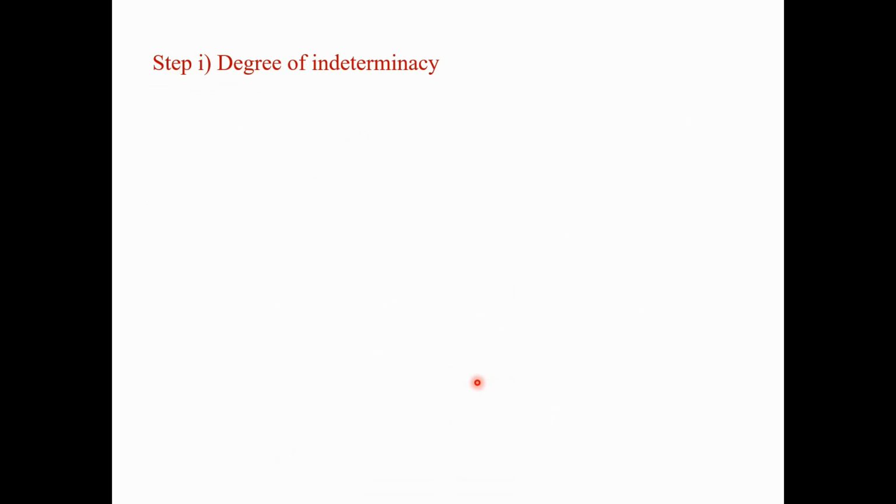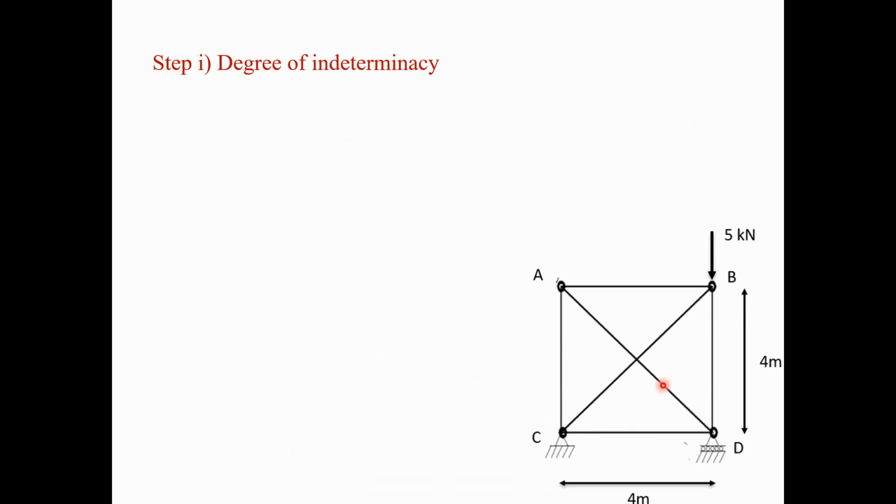So the first step is the degree of indeterminacy of the truss. First is the degree of external redundancy. So degree of external redundancy is equal to R minus E, that means the number of unknown reactions in the structure minus the number of available equations. The number of unknown reactions in the structure is 3: 2 at this hinge joint and 1 at this roller. So total 3 unknown reactions are there. So 3 minus 3, 0.